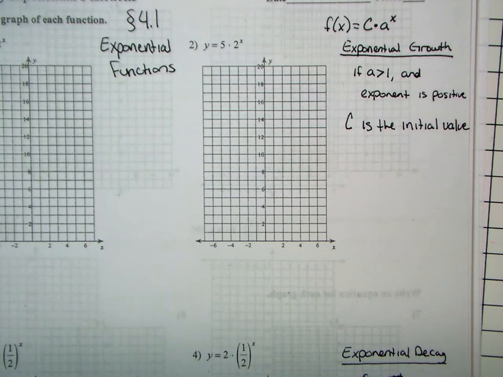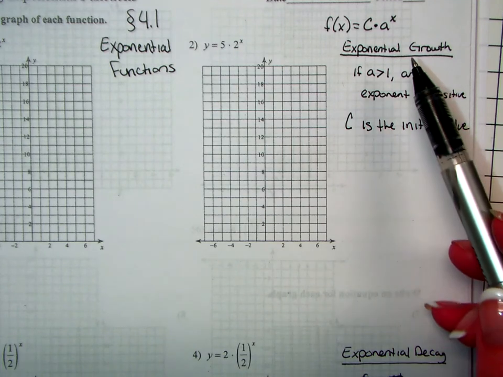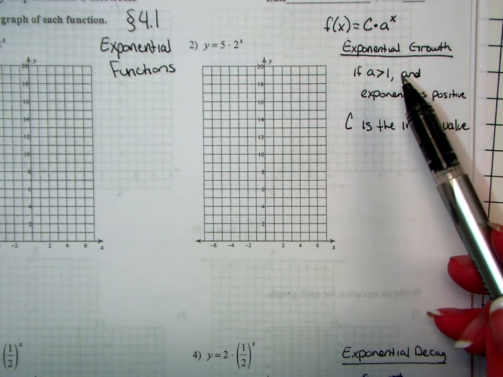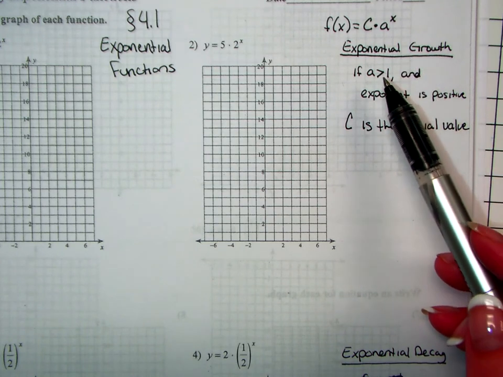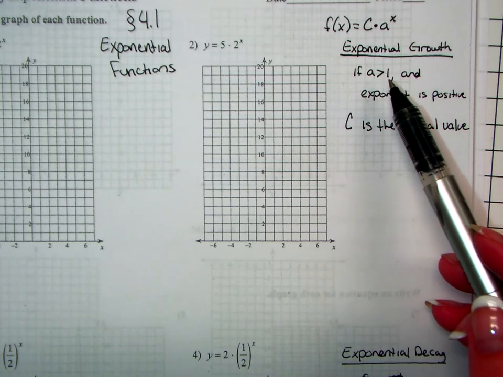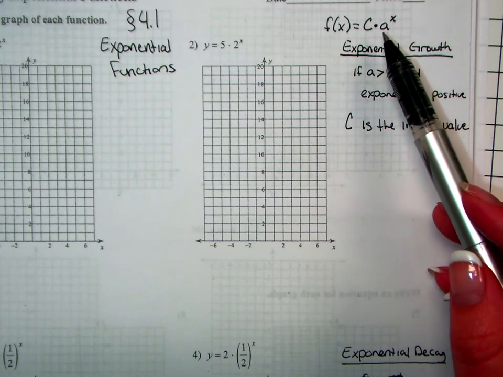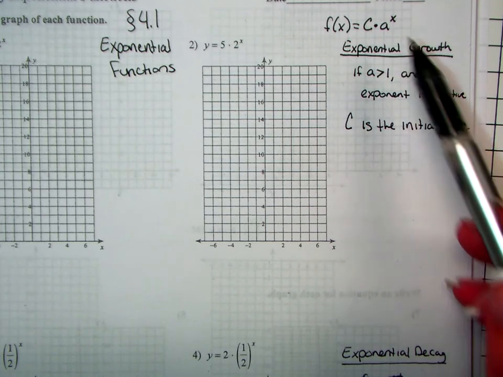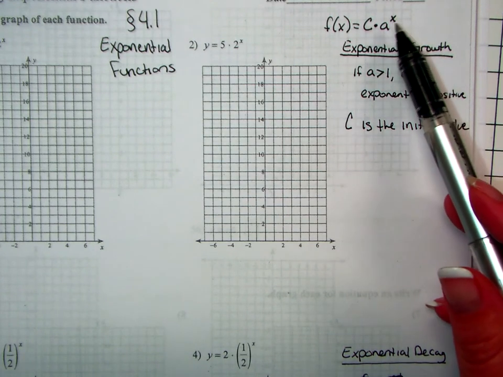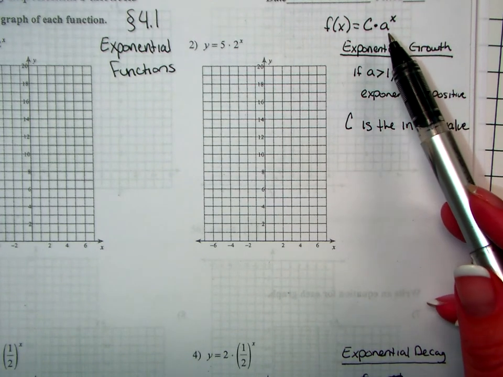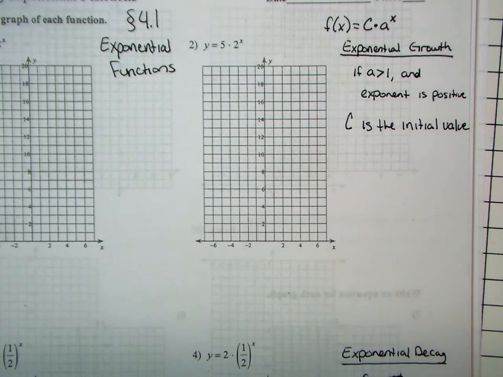Now exponential functions have two basic shapes. First, we have exponential growth, and you can look at the equation and tell whether it's an exponential growth. So it's a growth if a is greater than 1, right? If the base of this exponential function is greater than 1, and the exponent is positive, right? So we're looking for positive x's and a base greater than 1. Then we're going to get an exponential growth.